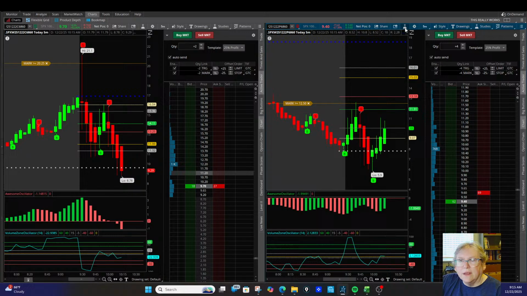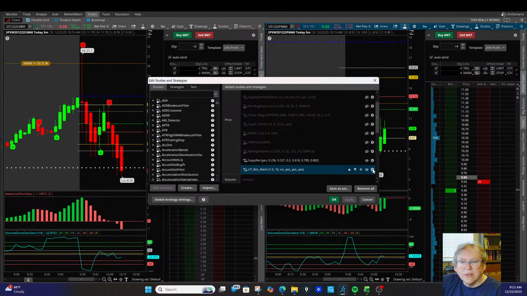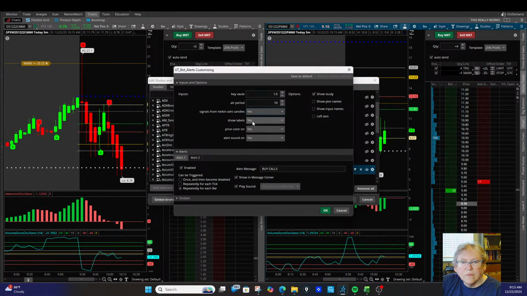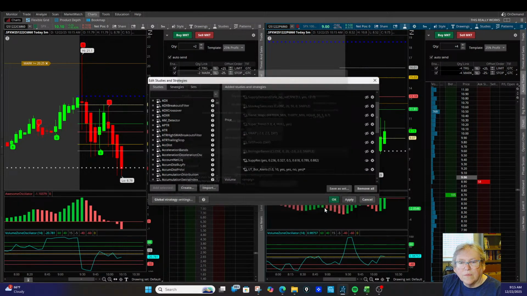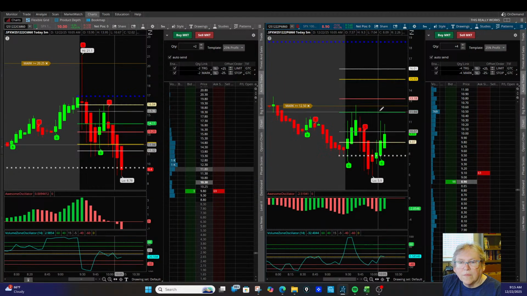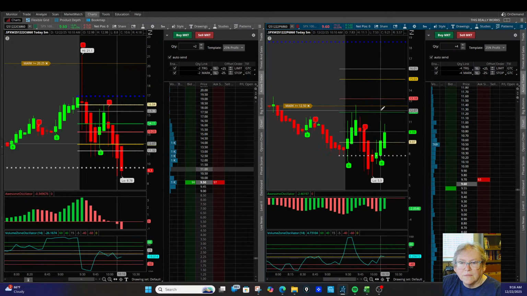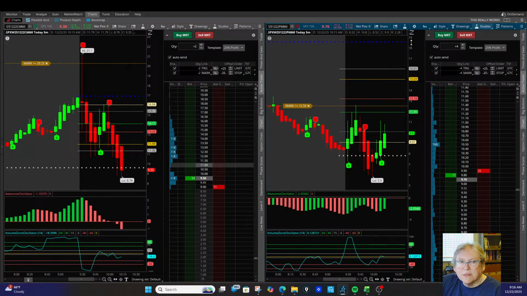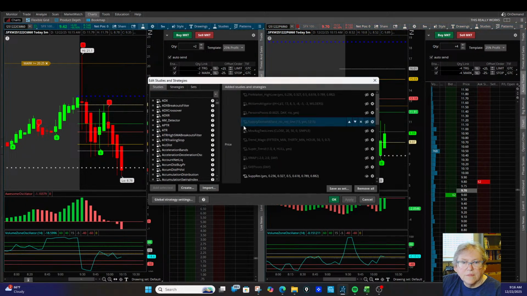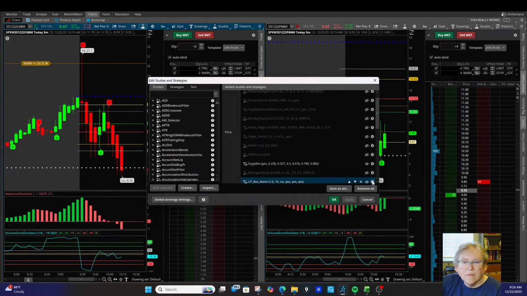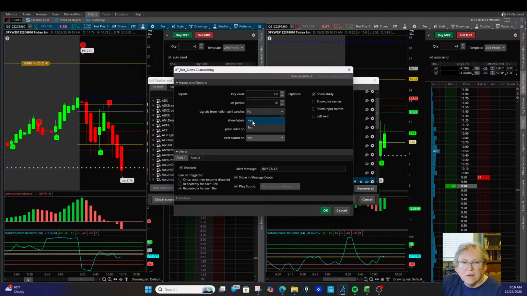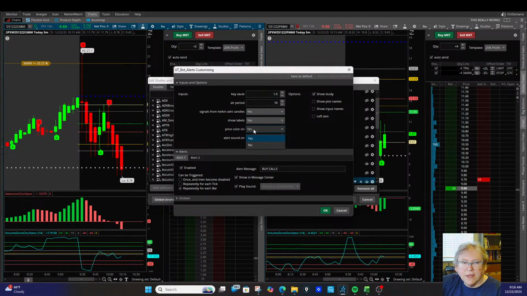Let's look at that other setting for UT bot alerts again. That would have been a green candle right there. So I think I'm going to stick with my old setting because it worked. I do like the Heiken-Ashi candles.